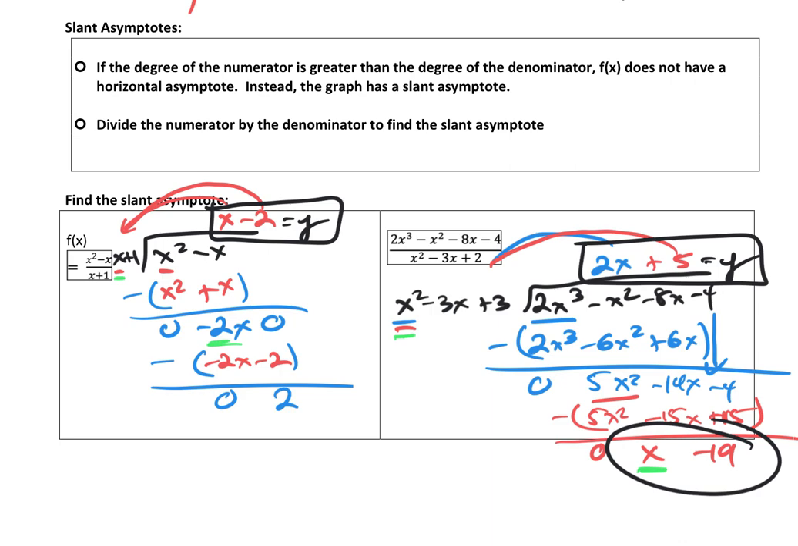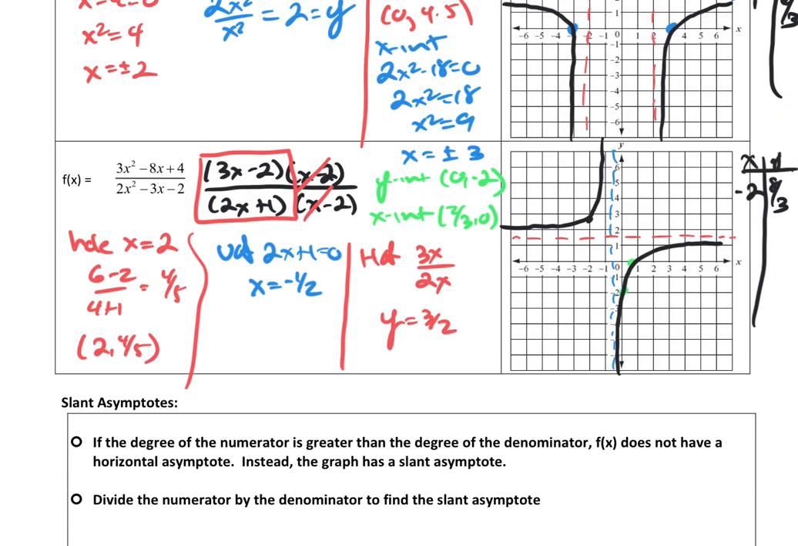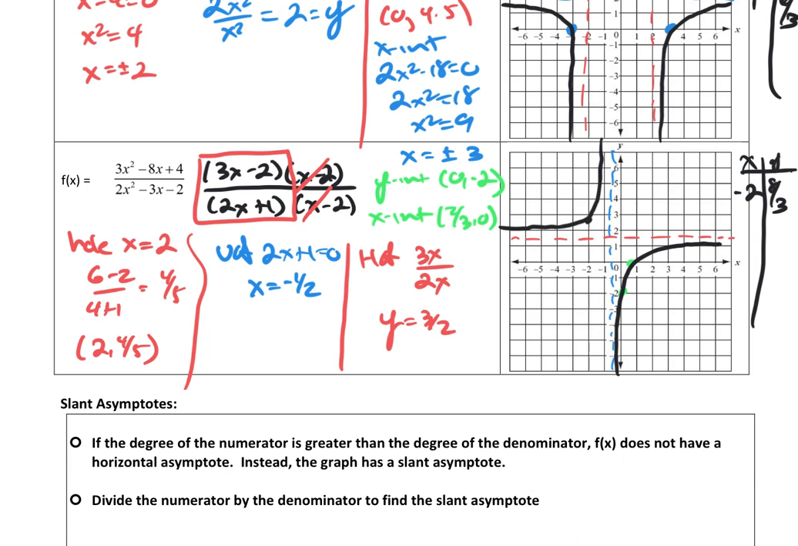Before we move on, I did forget to do something up above here. I forgot to graph our hole. So what I'm going to do is erase this portion over here. I'm going to go ahead and resketch where our intercepts are. And then I'm going to go ahead and put our hole. So our hole was this point 2 and 4 over 5.